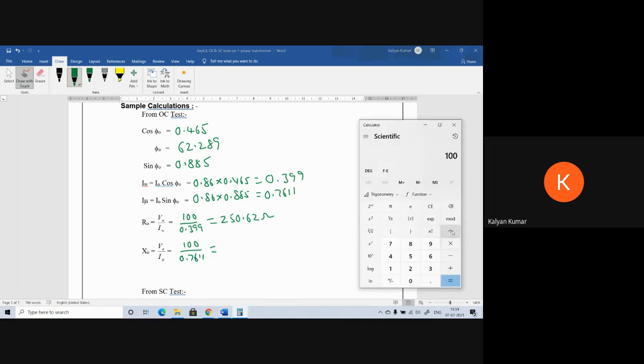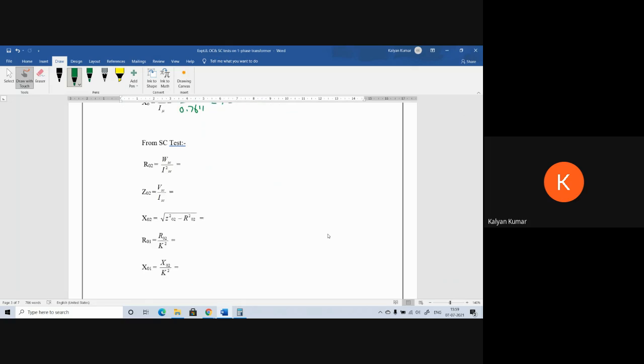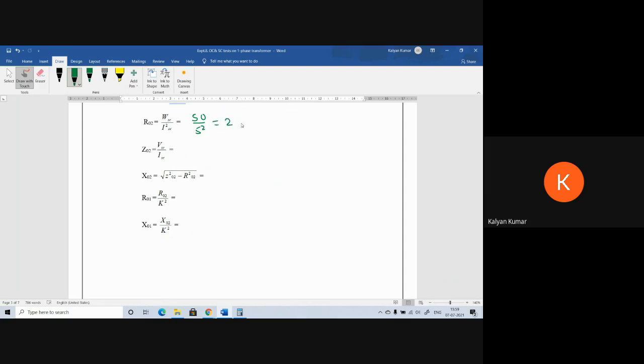100 divided by 0.7611 is 131.388. Now from the SC test, WSC by ISC square. WSC we got as 50, ISC 5, so 5 square. 50 by 5 square, it is 2 ohms, 50 by 25.